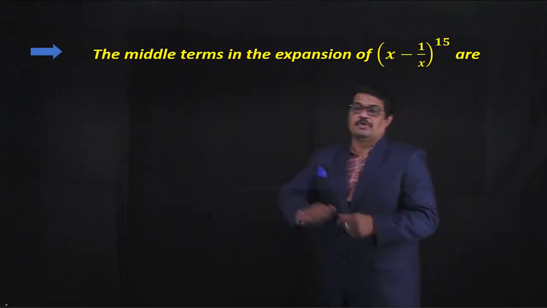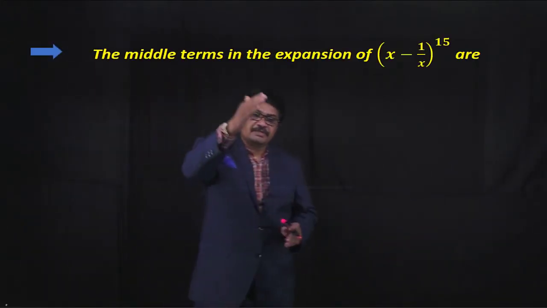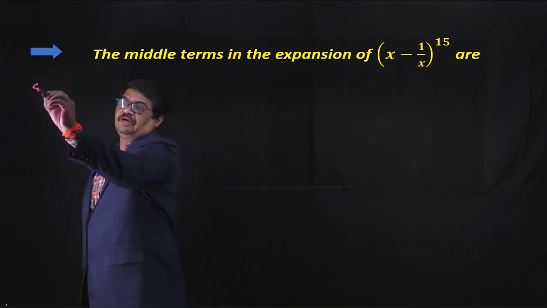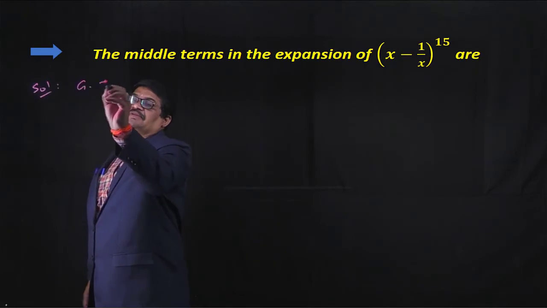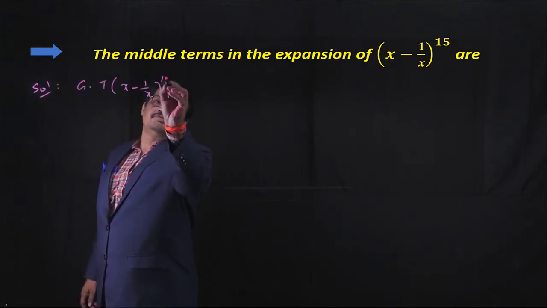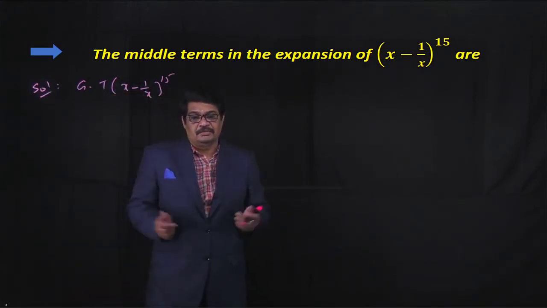Okay, see the problem. The middle terms in the expansion of (x - 1/x) whole power 15. In that we have to find the middle terms. So what is the given expression here? That is (x - 1/x) whole power 15. In that, what are the middle terms? We have to find the middle terms.